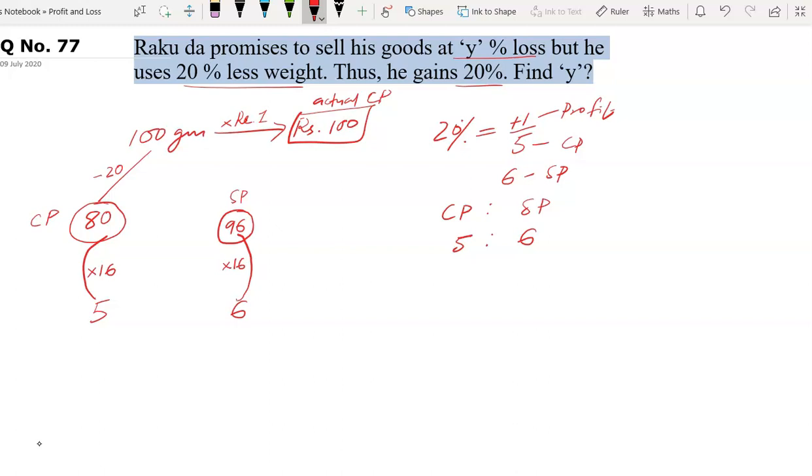Now our actual CP is 100. Now Rakuda promises to sell his goods at Y% loss. So if we need to find our loss, our actual CP is 100 and SP is 96. So there is a loss of 4 rupees. So loss percent will be how much? 4 upon 100 means 4%. So the value of Y is 4%.